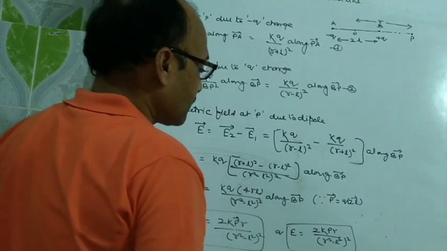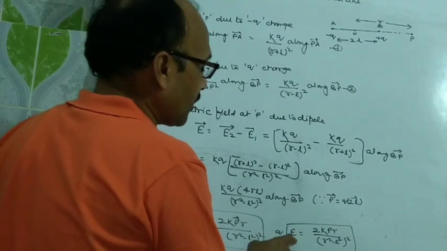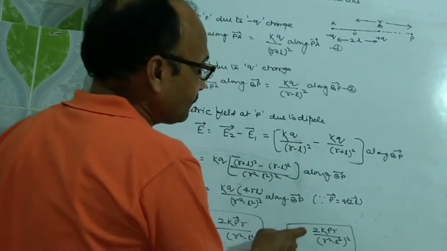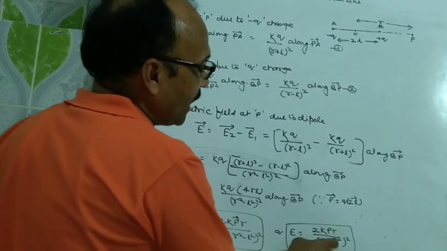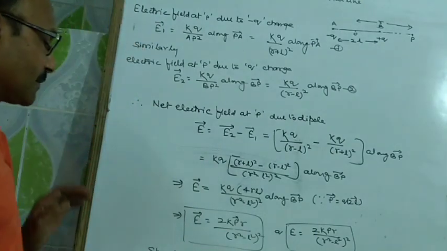or in scalar form, or in magnitude form, E will be equal to 2kpr upon (r square minus l square) whole square.